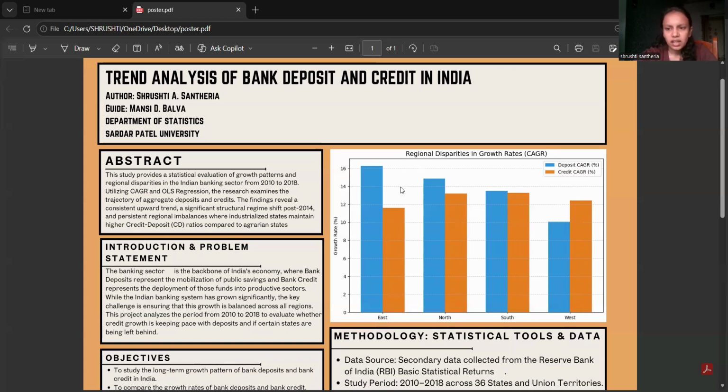Okay, now moving to the abstract. So this study focuses on analyzing the growth patterns of bank deposit and credit in India from 2010 to 2018. Using statistical tools like CAGR and OLS regression, I found that bank deposits and credit have increased steadily. But there are regional imbalances.